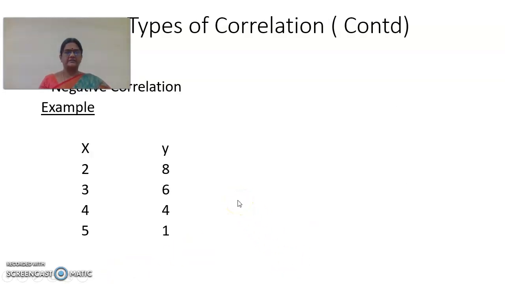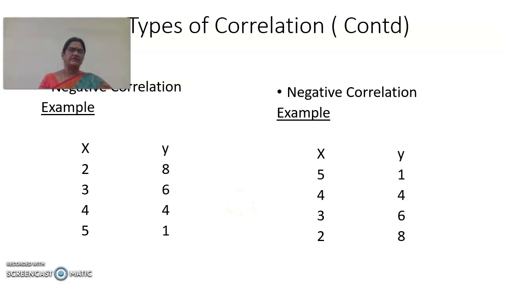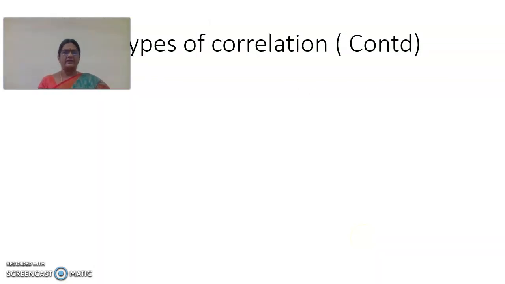Now next let us see what is the negative correlation. Look into the example. The X values are 2, 3, 4, 5. That is, X values are increasing. Y values 8, 6, 4, 1. So one is increasing, the other one is decreasing. In that case, we can say that the direction of change is in the opposite direction. Therefore, it is a negative correlation. Here also, the X values are decreasing, Y values are increasing. That means the values are moving in the opposite direction. Therefore, the correlation is said to be negative.